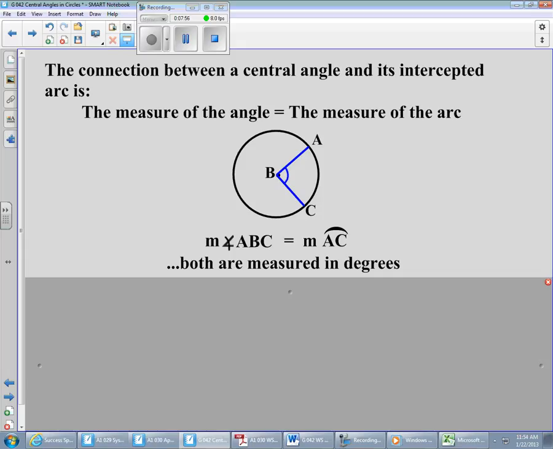Now you're going to find out a little bit later on that there is a different way to measure arcs, but we'll talk about that later on. Typically, for right now, when we talk about arc measurements, they are the same as angle measurements in the terms that they are in degrees.